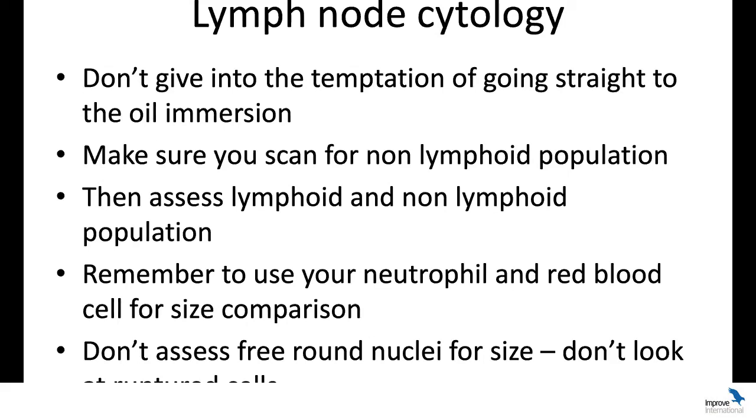Then you move on to assess your lymphoid, and when it's present, your non-lymphoid population. Remember to go back to using your neutrophil and your red blood cell for size comparison, and make sure you're not assessing the free ground cell nuclei for size. Don't look at the ruptured cells. They will look bigger. So make sure that you're looking at intact cells in that monolayer, because the ruptured cells will look bigger and they may mislead you into thinking that this is a large lymphoid cell, and it's not.